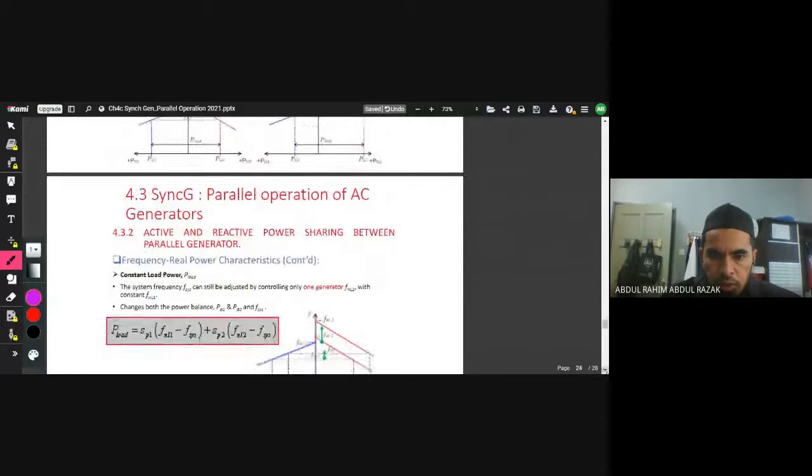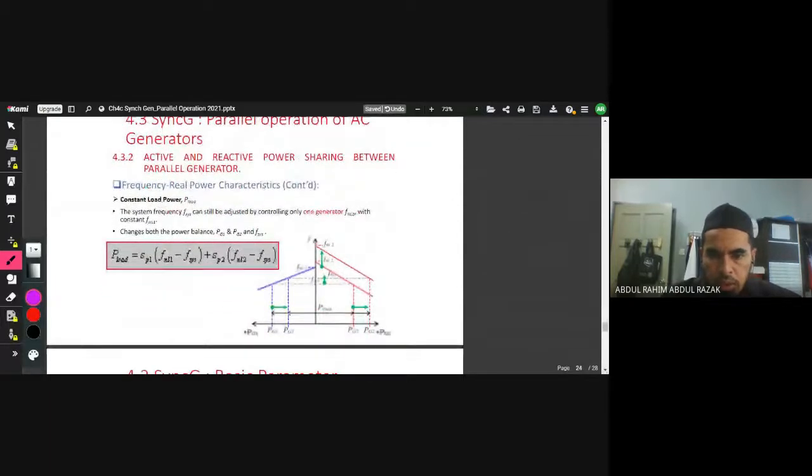Same goes for the frequency here. The system frequency can still be adjusted by controlling one of the generators, and the other one we fix. If we change both, the power balance changes. So we are able to control their power sharing as well by controlling either one of the frequencies.